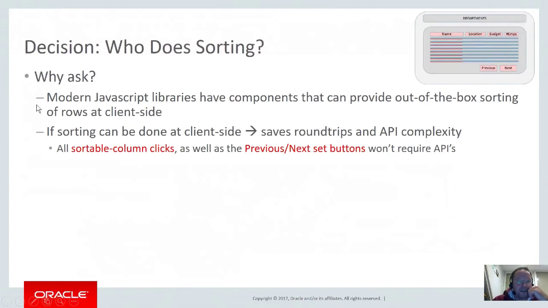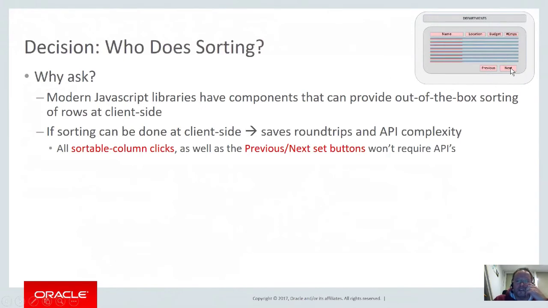And if sorting can be done at the client side, that would save a lot of round trips. Whenever I have the user click one of these top column headers, you don't need to go back out to the RESTful endpoint and into the database. It can all happen inside the browser.